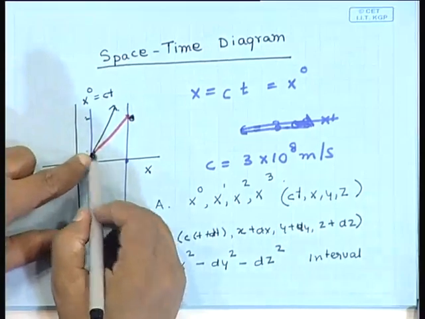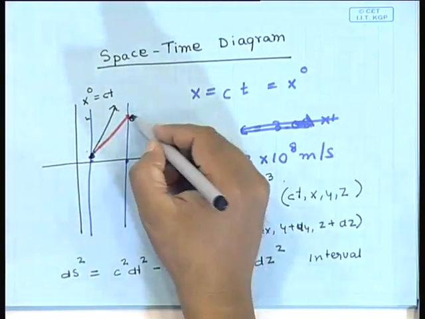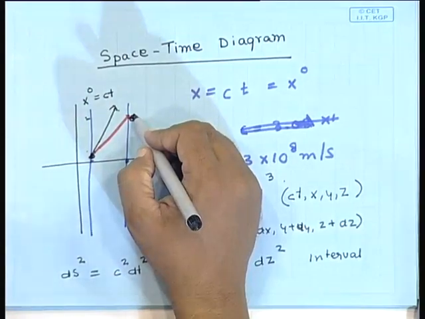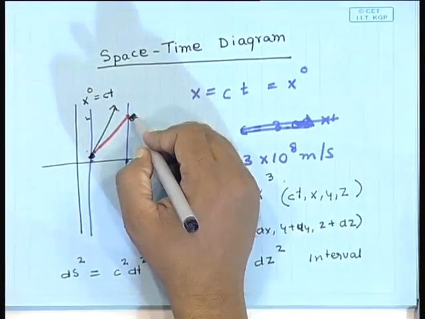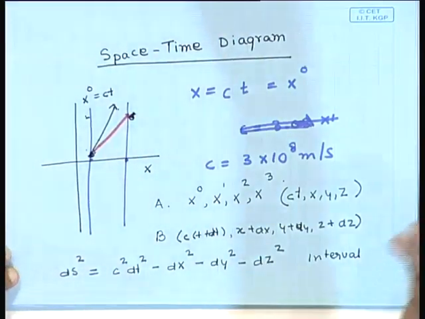This is light being emitted from a point at a time. This is the light being received by somebody at some other place at a different time. Light travels at a fixed speed c. Now suppose I go to a different inertial frame.